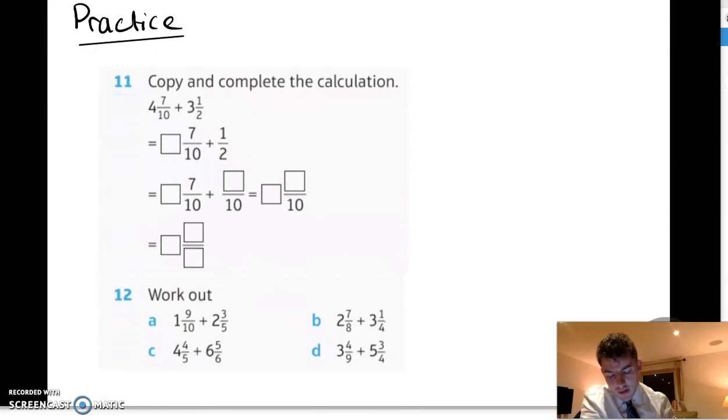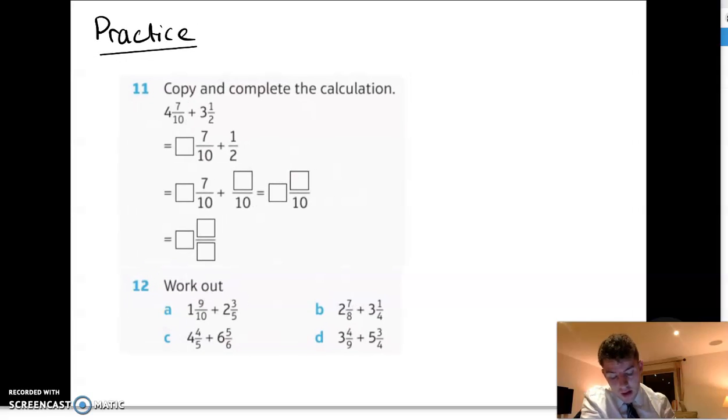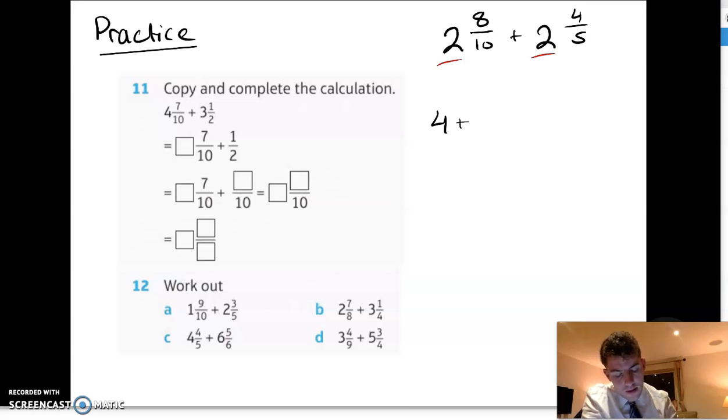Have a go at this one. Copy and complete the calculation, and then work out question 12. I'm just going to show you one more example very quickly. 2 and 8/10 plus 2 and 4/5. 2 plus 2 is 4, plus 8/10 plus 4/5. That's what we've got left over.